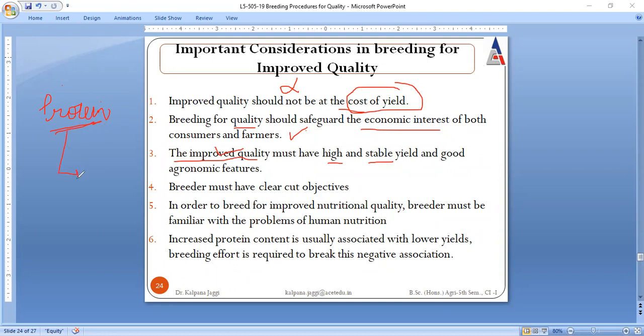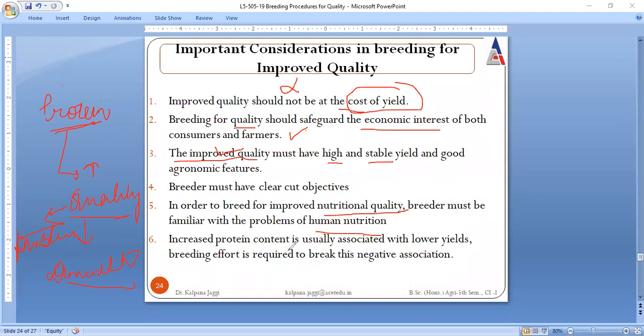when we improve the quality, and if somehow that quality factor is going to diminish, that is, it is going to be destroyed, then the breeder must be familiar with what problems are going to be present in humans if proper quality is not given. So along with the improvement of nutritional quality, the breeder must be familiar with the problems of human nutrition.